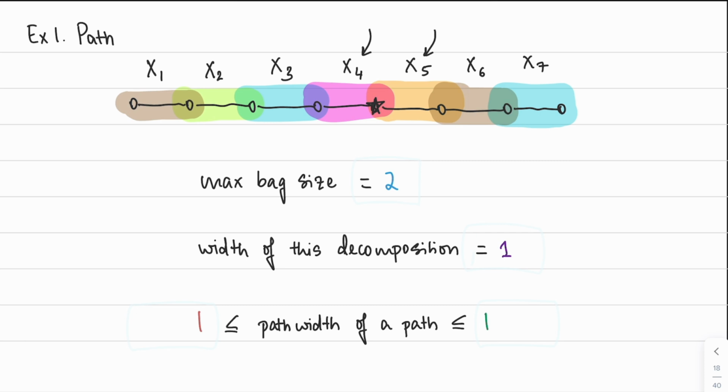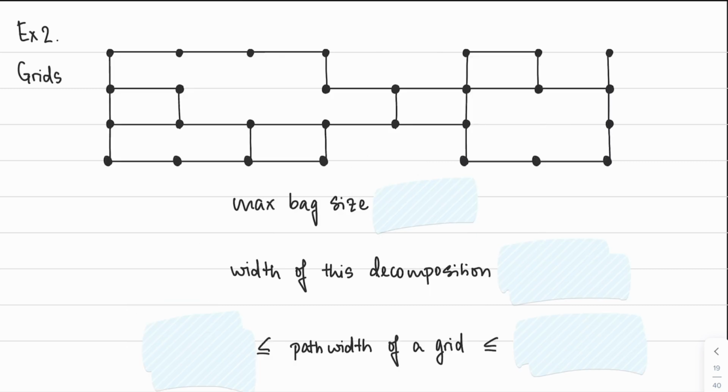Okay, so for a path, however, we are completely sorted because the easy lower bound matches with the upper bound that we have just demonstrated. So that's the path width of a path. What about the path width of a grid, or possibly some subgraph of the grid?